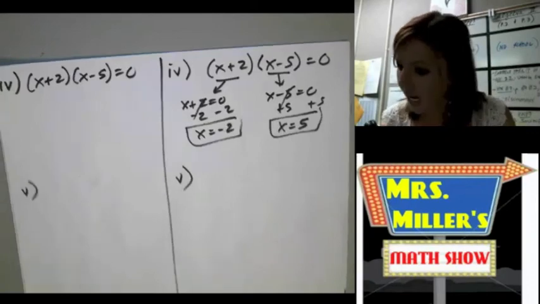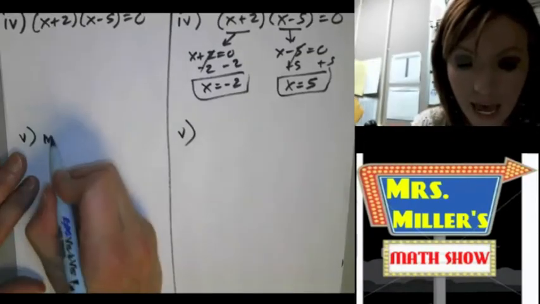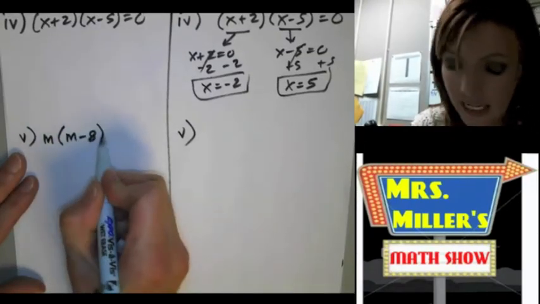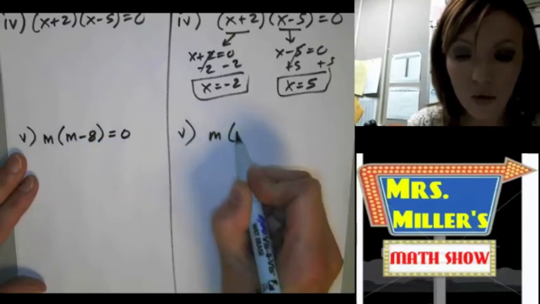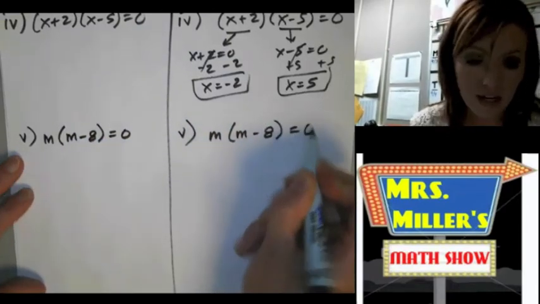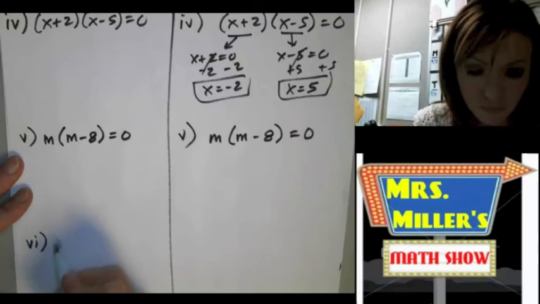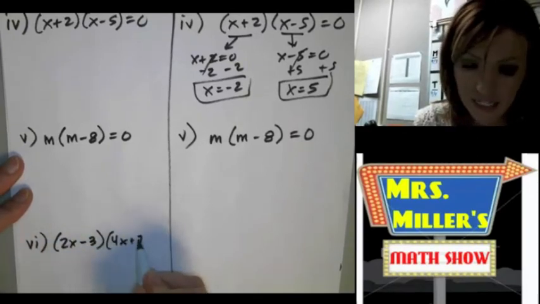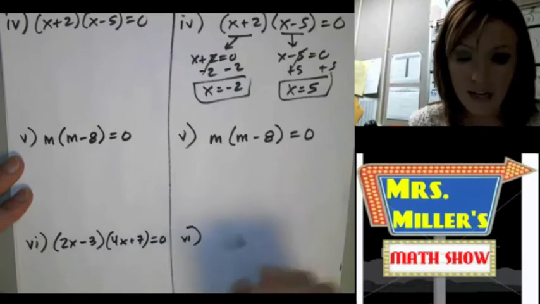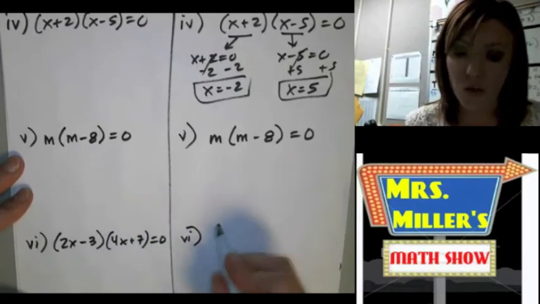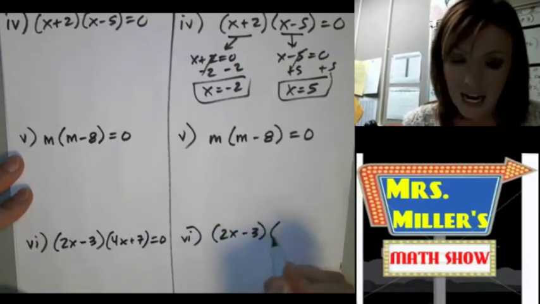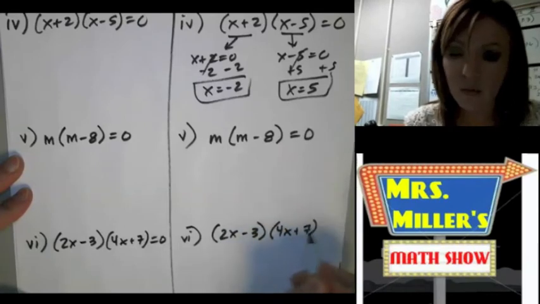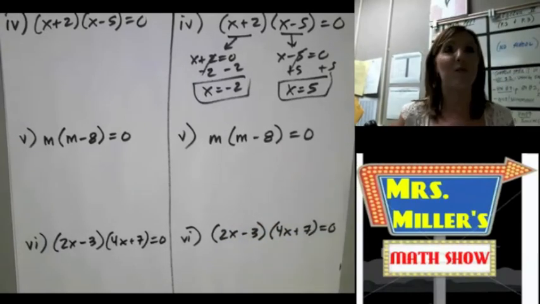So the next one, m times m minus 8 equals 0. Olivia, I think that has your name written all over it. Then, the one right after that, 2x minus 3 times 4x plus 7 equals 0. Alyssa, I think this one is a good one for you. We are going to take a short break and we will be back with our next two contestants.